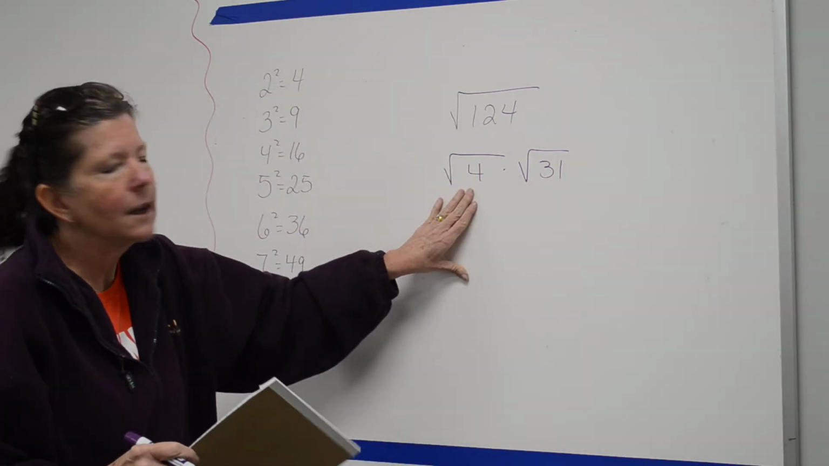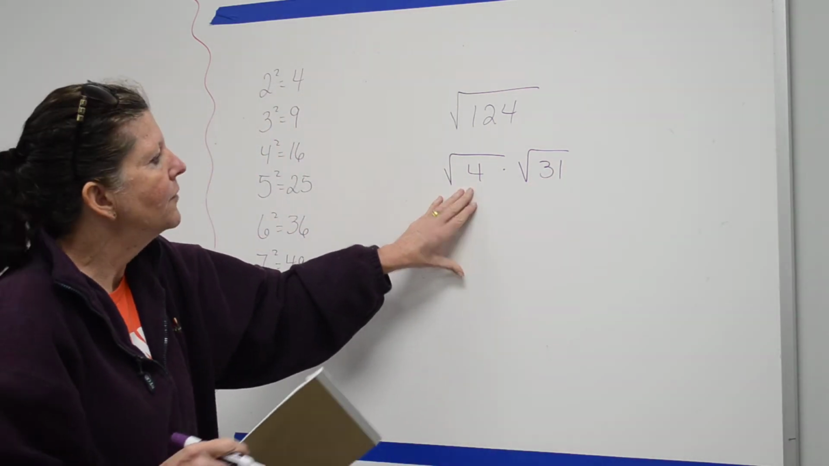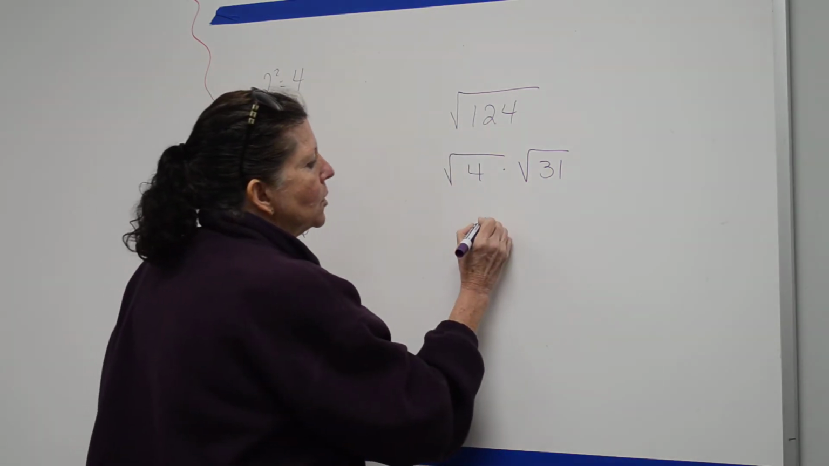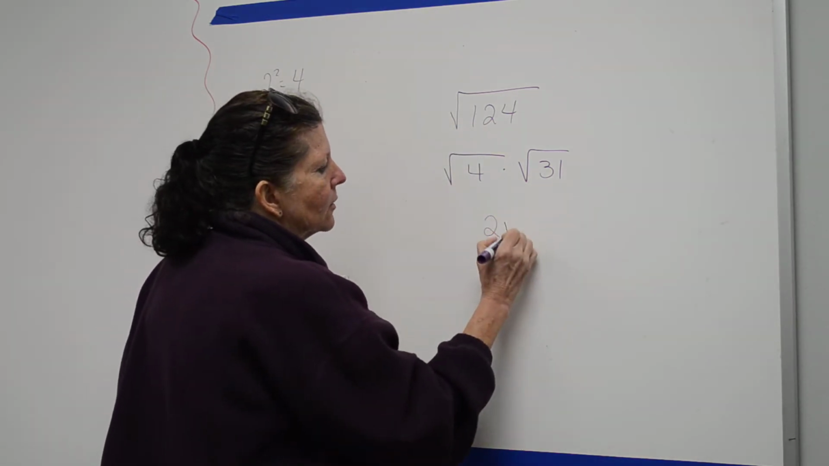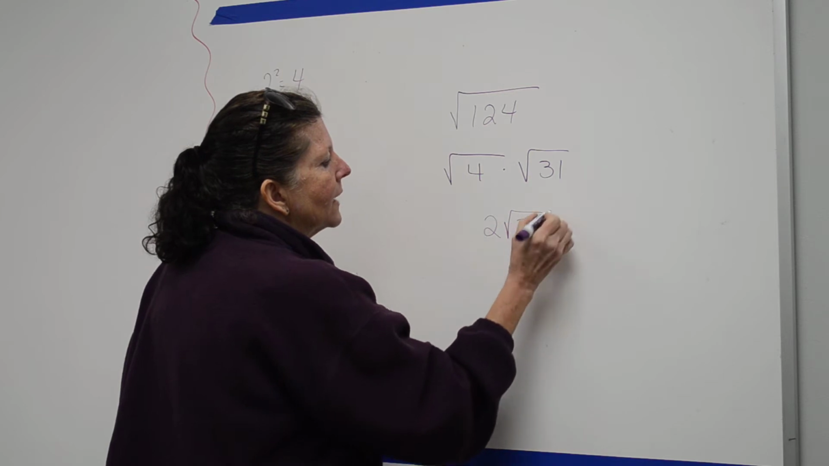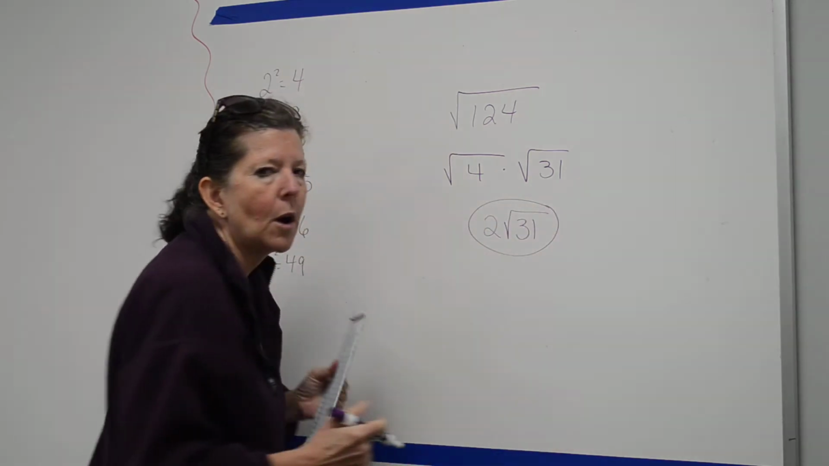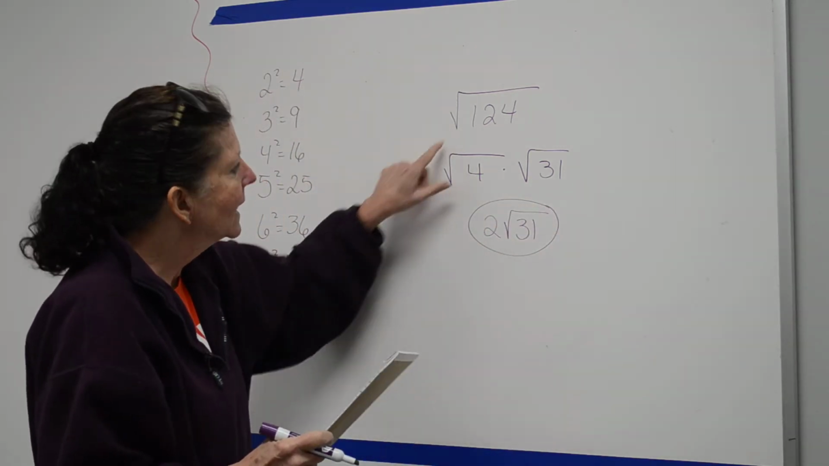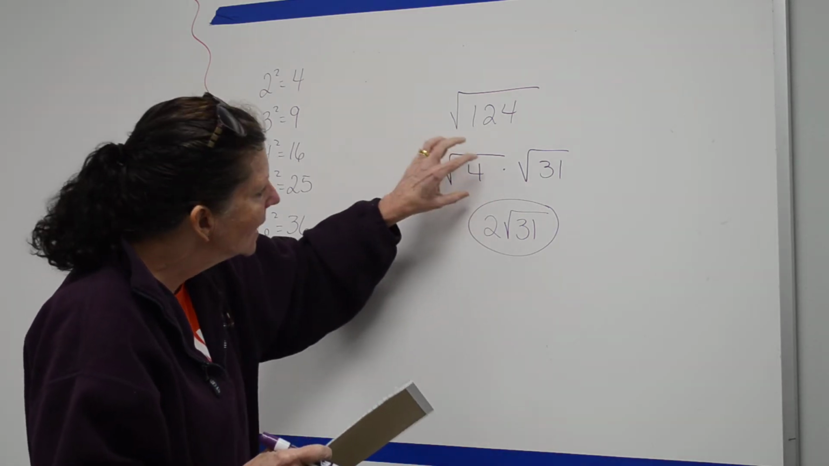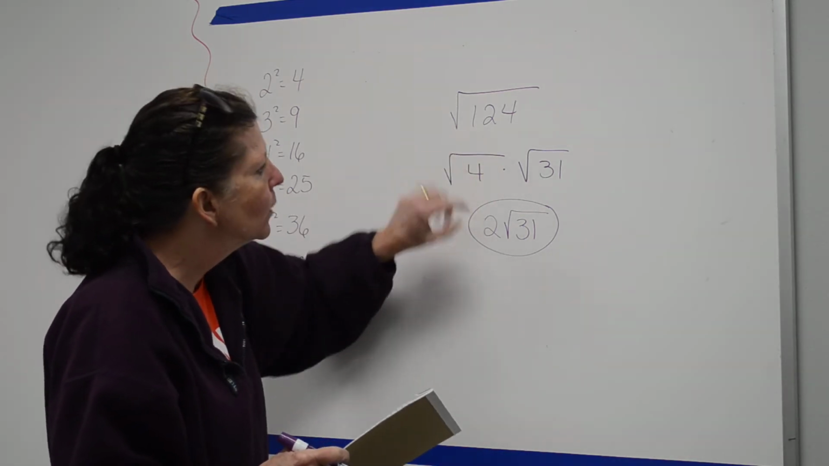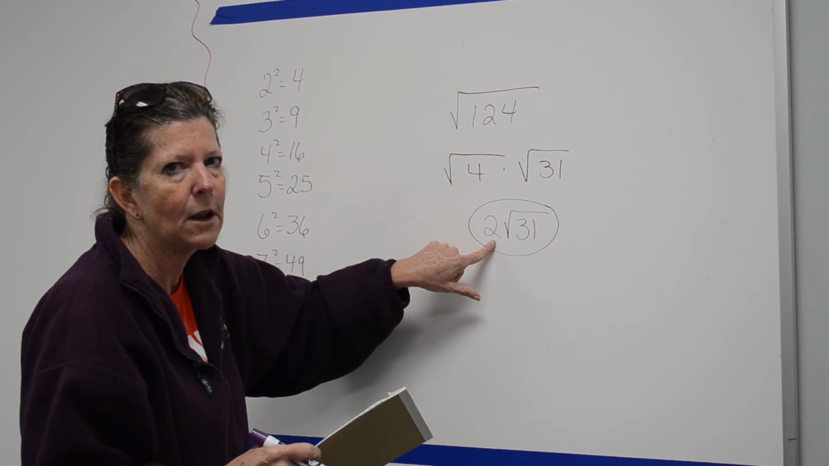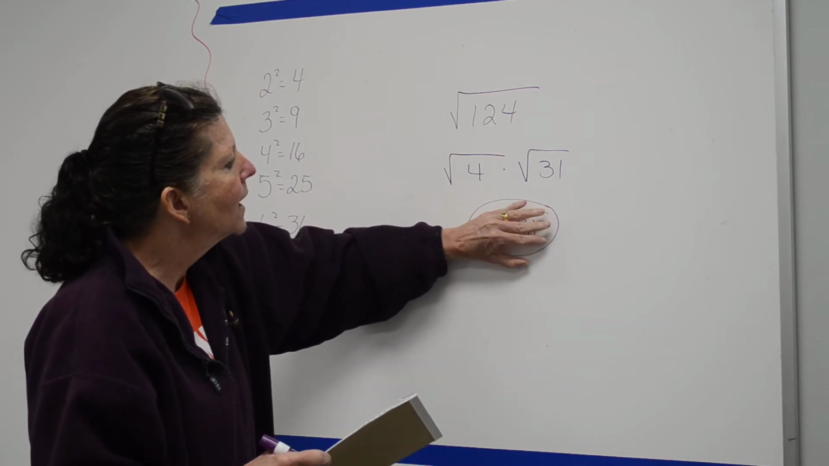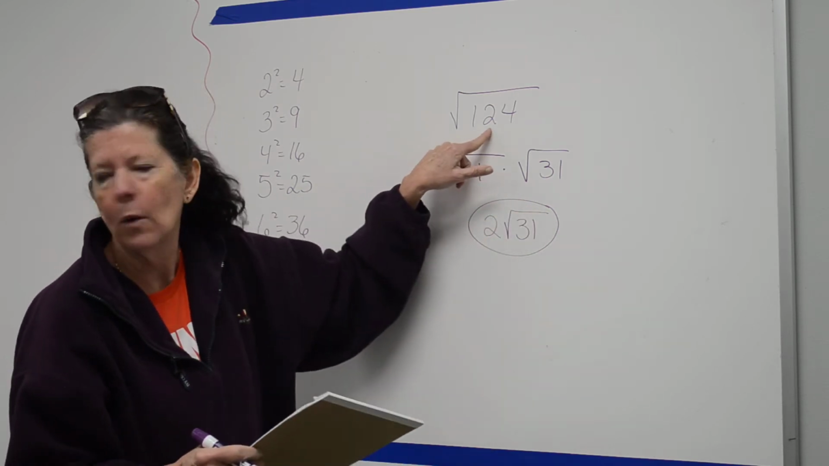So I look at 4 and I can take the square root of 4. The square root of 4 is 2. I can't do anything to 31. So my final answer on that is 2 times the square root of 31. I can't take away the square root unless I can take the square root of the number and have it be a whole number. So that's your final breakdown on the square root of 124.